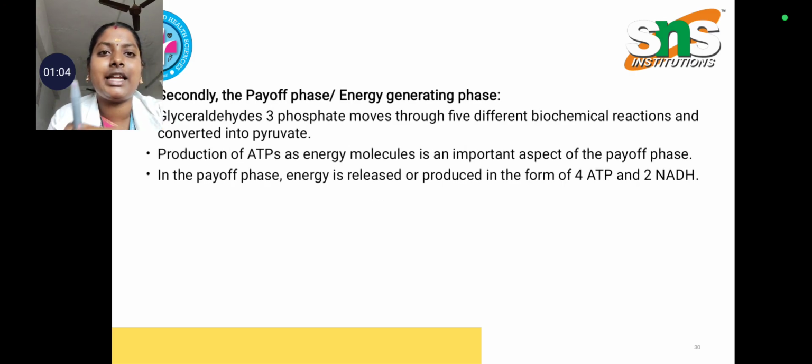And coming to the second phase, it is called the payoff phase or energy generating phase. Payoff phase means the energy is generated in return for the previous investment. From glyceraldehyde 3-phosphate, it goes through 5 different chemical reactions and is finally converted into pyruvate. Production of ATP with energy molecules is an important aspect of the payoff phase, and in this phase energy is released in the form of ATP, that is 4 ATP, and 2 NADH molecules are formed.